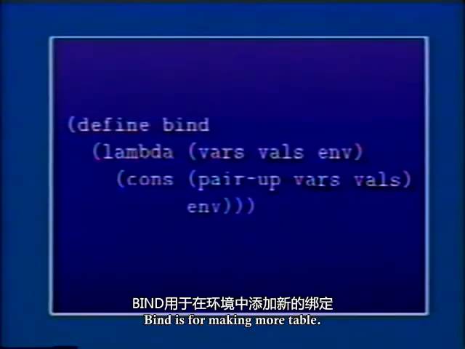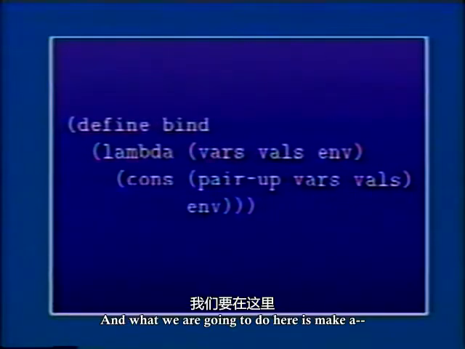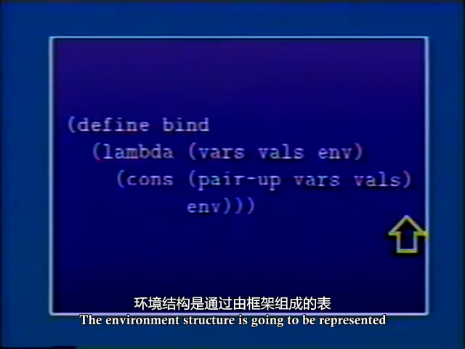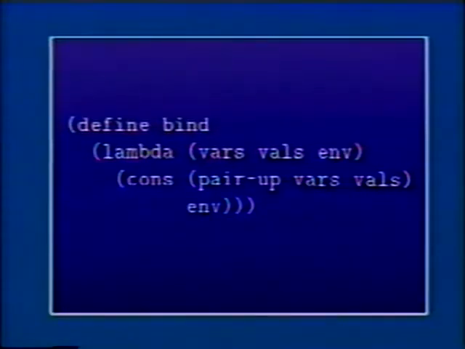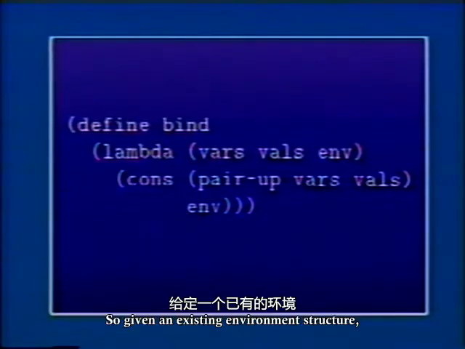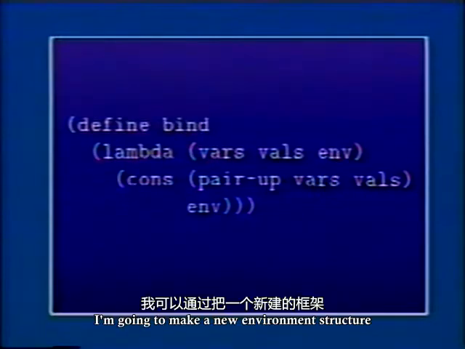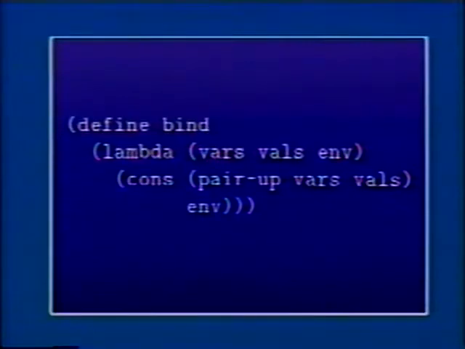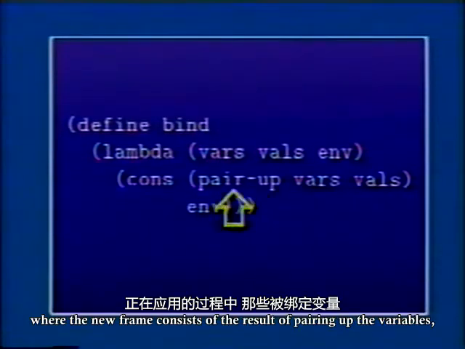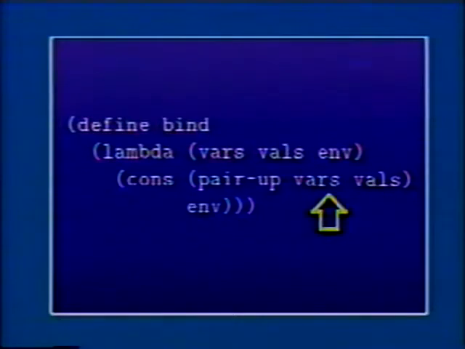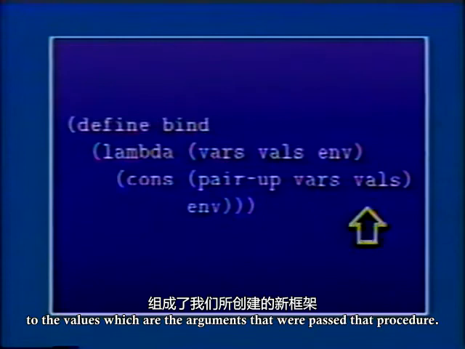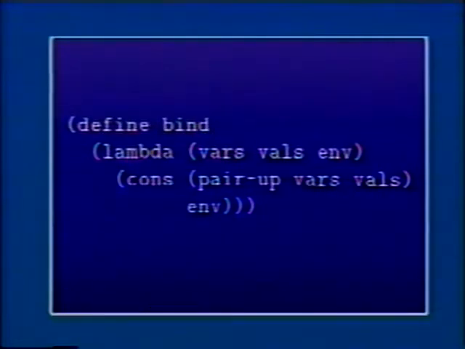Bind is for making more table. And what we're going to do here is make a new frame for an environment structure. The environment structure is going to be represented as a list of frames. So given an existing environment structure, I'm going to make a new environment structure by consing a new frame onto the existing environment structure, where the new frame consists of the result of pairing up the variables, which are the bound variables of the procedure I'm applying, to the values, which are the arguments that were passed to that procedure.